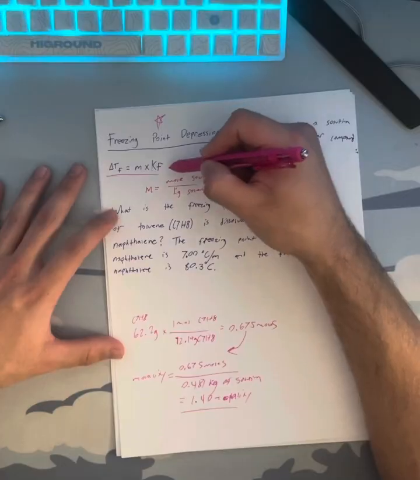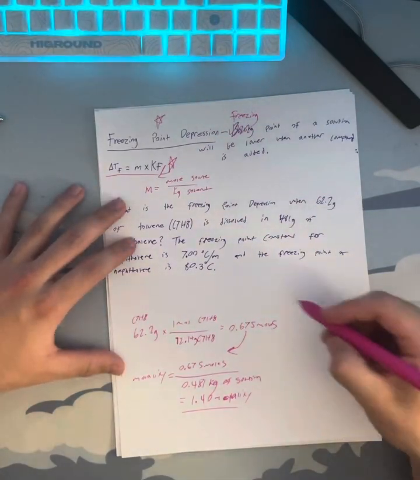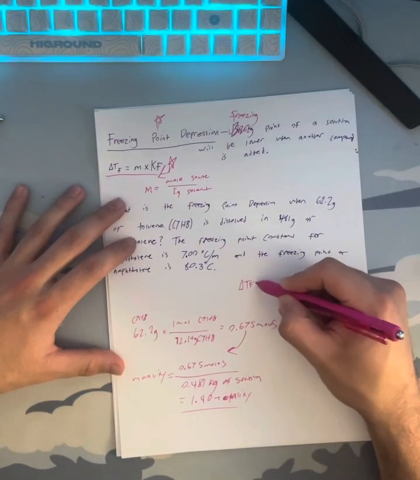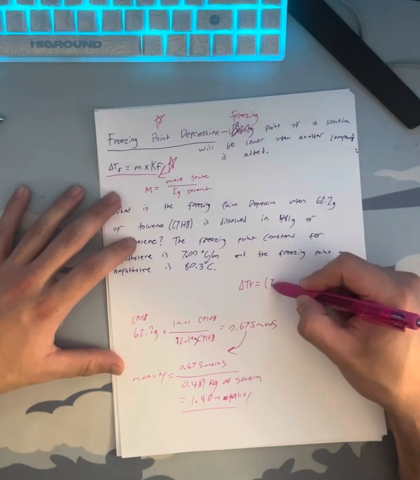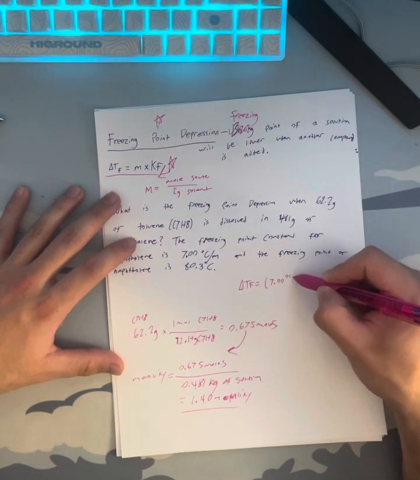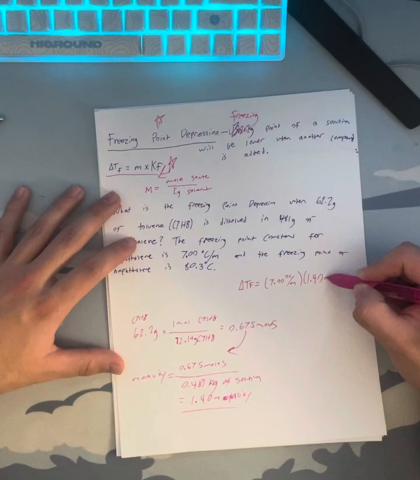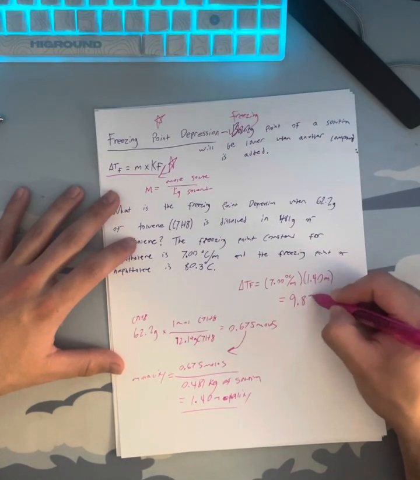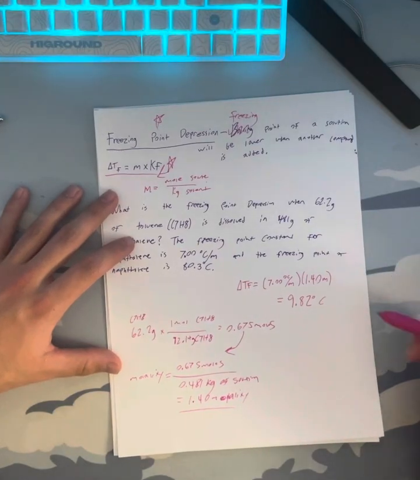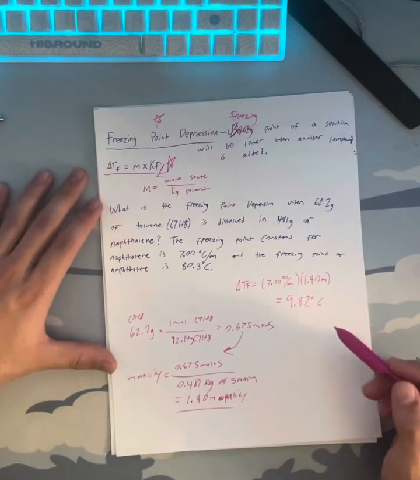We'll then plug it into this equation. So we'll get change in freezing point equals 7 degrees Celsius per molality times 1.4 molality equals 9.82 degrees Celsius. So the freezing point of the new solution will be 9.82 degrees lower than the original.